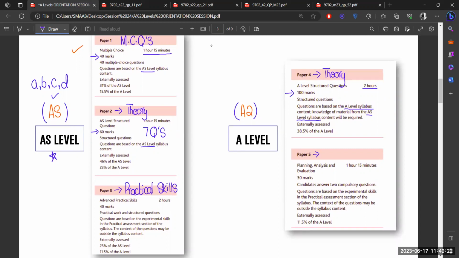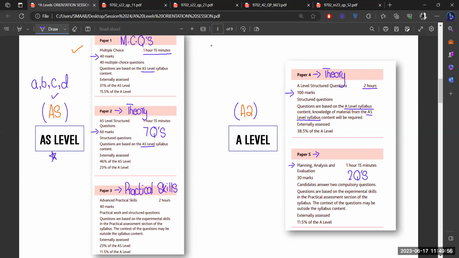The second paper is paper 5, which is completely based on planning, analysis, and evaluation. Basically, it consists of 30 marks, and again, there are going to be two questions in your P5. And it is also mostly based on the practical skills that you already studied in P3 in AS level. But now this paper is completely theory based, because you have to solve it in your paper. You don't appear in a practical exam.